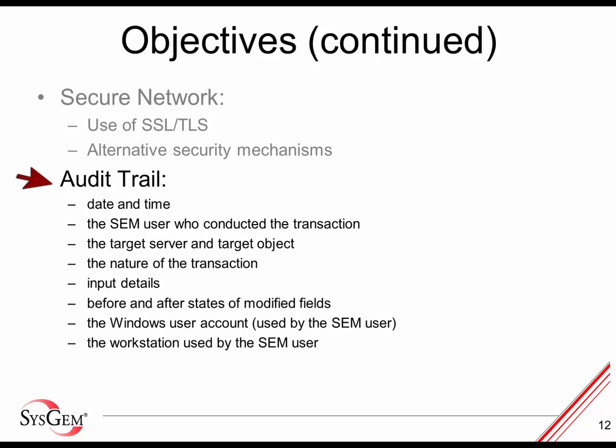If the transaction is an account modified transaction, then the before and after states of the fields modified are shown. We show the content of the field before it was modified, and we show the content of the field after it was modified. The identity of the Windows user account used by the SAM user to log into Windows on the workstation, and the identity of the workstation used by the SAM user.